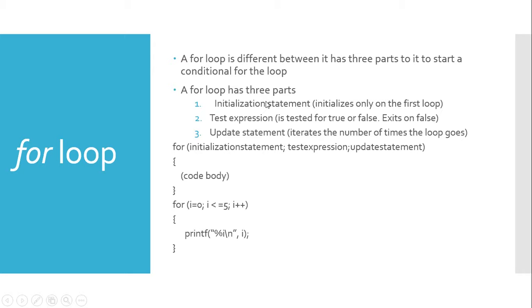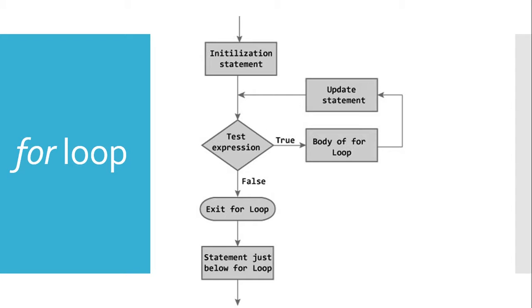We'll find out in the demo. I'm suddenly blanking out. All right, so that's going to happen really soon. Initialization statement: that's going to be i is equal to 0. So let's test the expression. It's true, body for the loop, update statement. Keeps going until it's false, then it exits the loop.